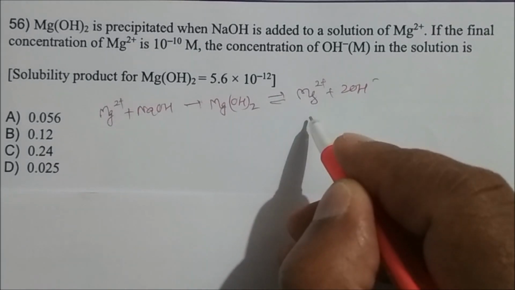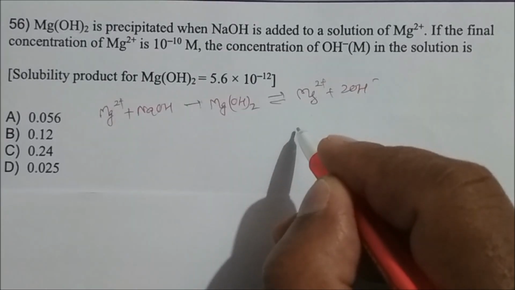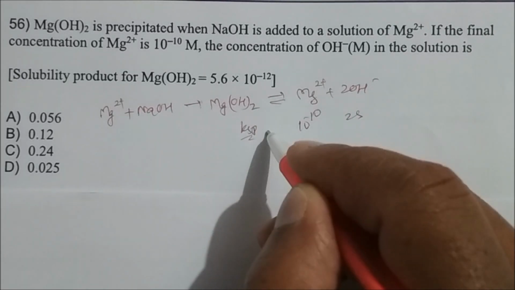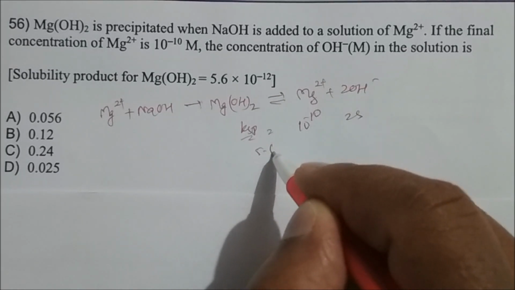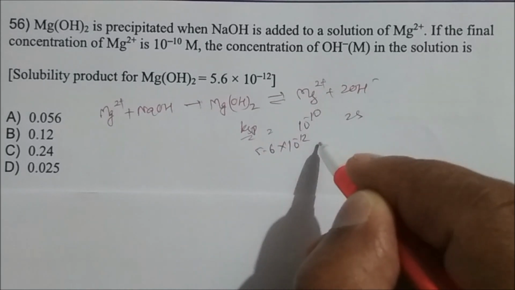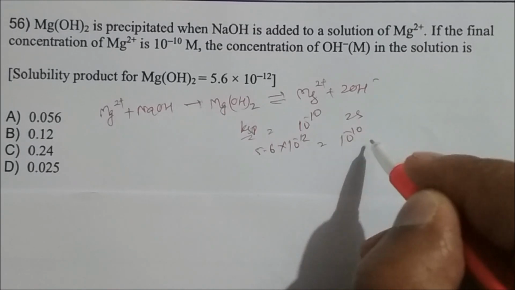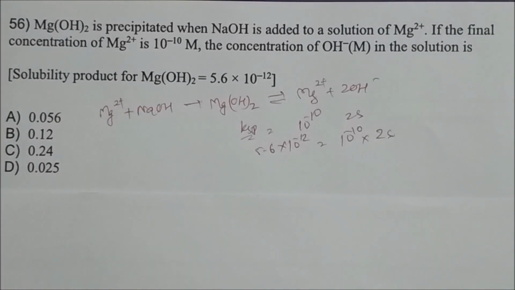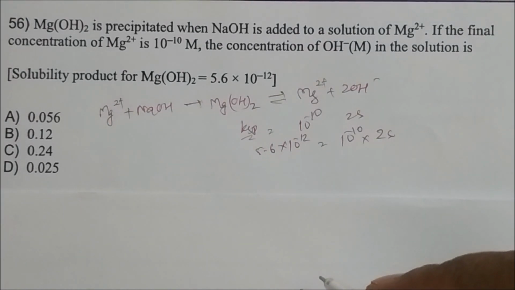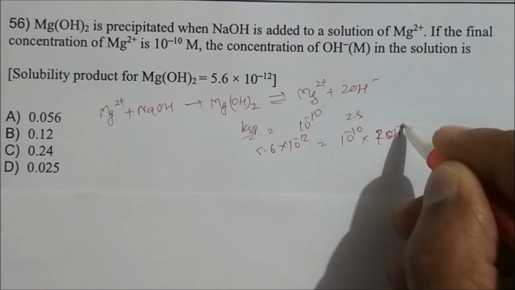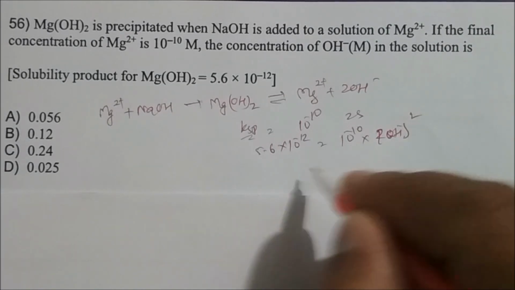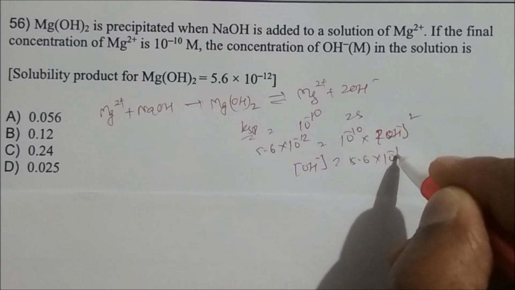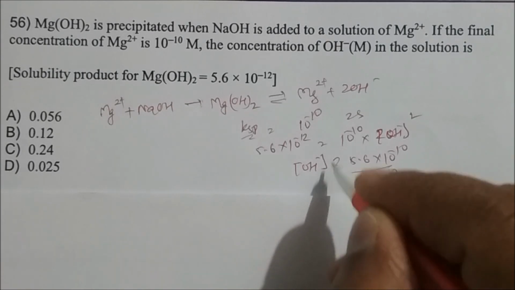If you take the concentration of Mg2+ as S, which is given here as 10 to the power minus 10, then the OH minus will be 2S, and Ksp for this is constant. Ksp for this reaction is given as 5.6 times 10 to the power minus 12, and this equals 10 to the power minus 10 times the concentration of OH minus squared. So the concentration of OH minus squared will be 5.6 times 10 to the power minus 12 divided by 10 to the power minus 10.